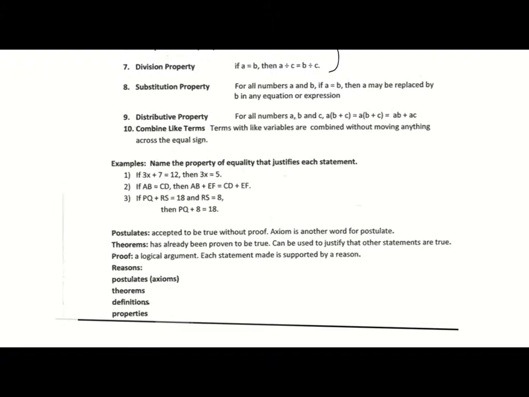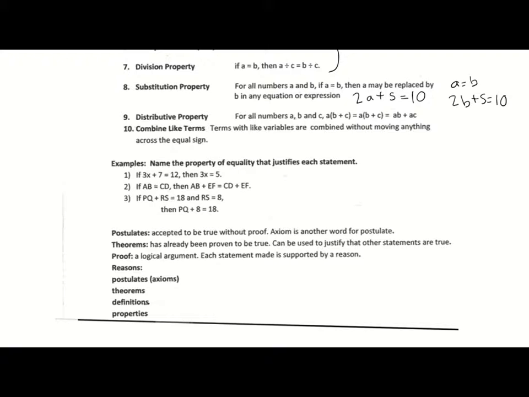Then we have substitution property. For all numbers A and B, if A equals B, then A may be replaced by B in any equation or expression. So if we said that 2A plus 5 equals 10, and we know that A equals B, we could also write that as 2B plus 5 equals 10, and those would be the same thing.